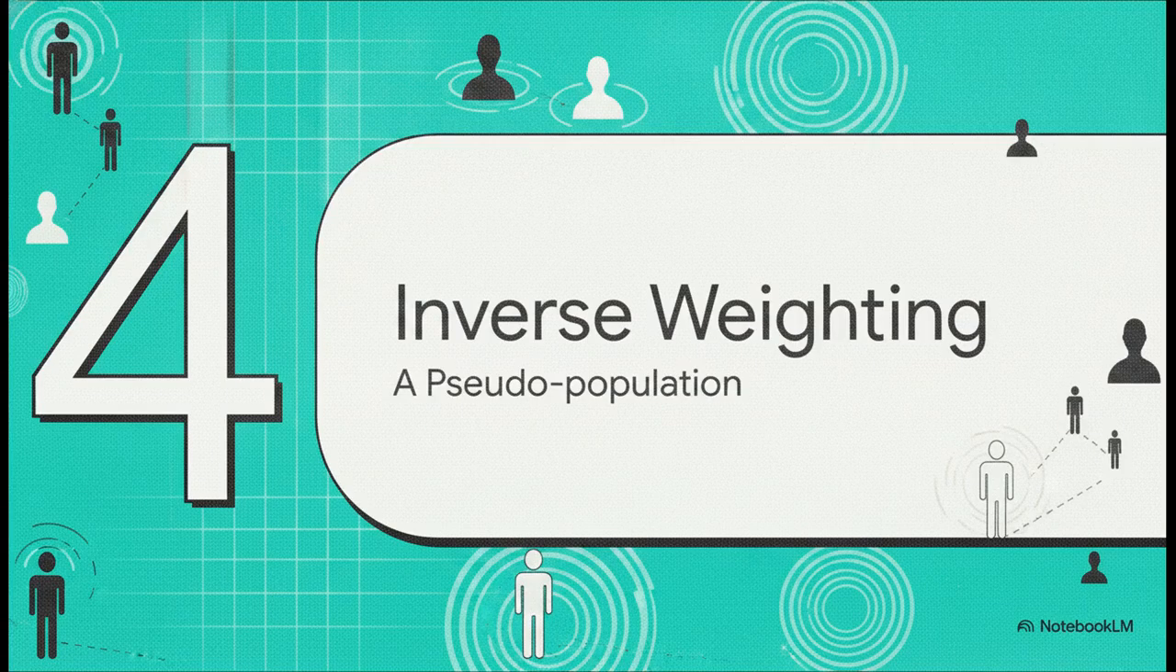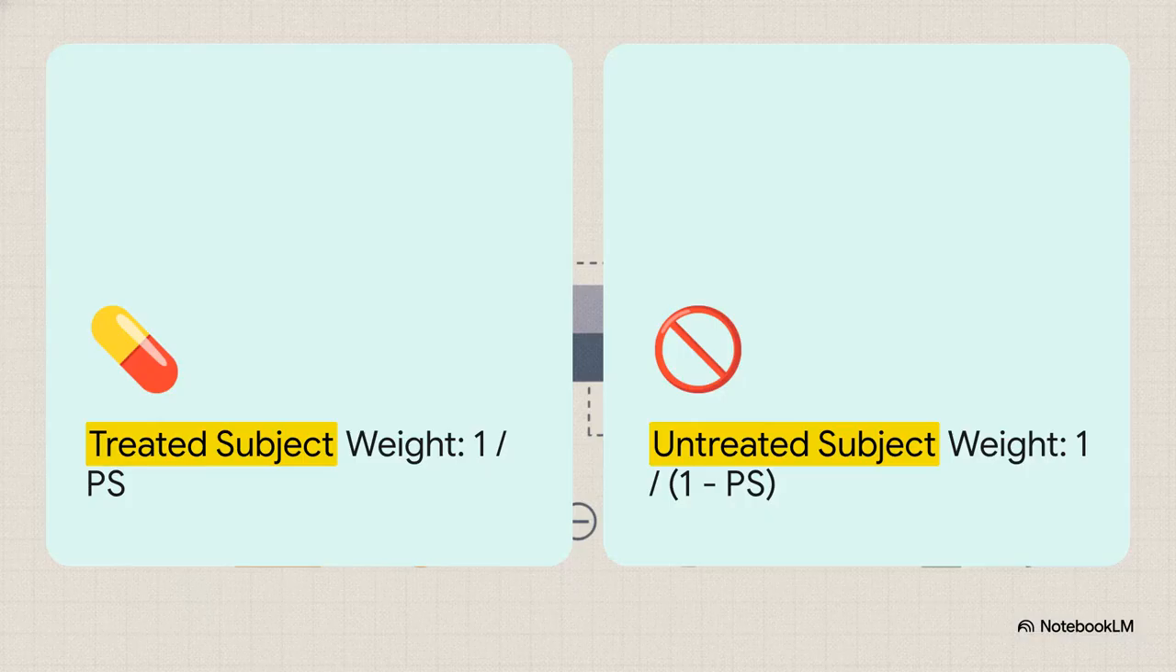Section 4. Let's shift gears and look at inverse probability weighting and how we create a pseudo-population. If matching is all about finding pairs and ruthlessly discarding the rest of your data, inverse probability of treatment weighting, or IPTW, takes a different approach. IPTW keeps everyone in the dataset, but it fundamentally changes their relative mathematical importance. We do this by applying specific inverse mathematical weights to every single individual. For a subject who received the treatment, their weight is simply 1 divided by their propensity score. For an untreated subject, the weight is 1 divided by 1 minus their propensity score.